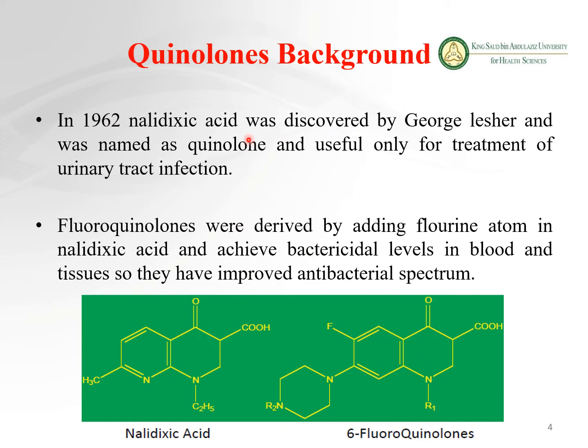Quinolones, where do they come from? Basically, in 1962, nalidixic acid was discovered by George Lesher and was named as quinolone, and was useful only for the treatment of urinary tract infection. So it had a very limited spectrum, only used for the treatment of urinary tract infection.